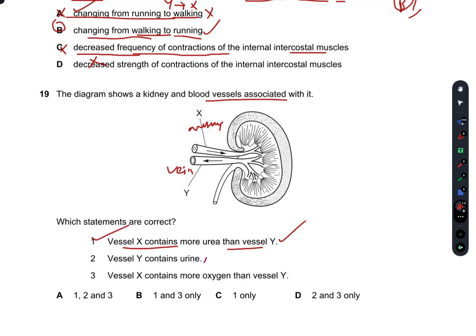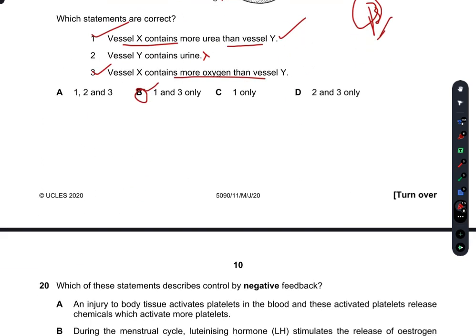Vessel Y contains urine. No, it does not. This is the ureter which contains urine. So 2 is incorrect. Vessel X contains more oxygen than vessel Y. Yes, it is correct as well, because this oxygen moves in the kidney cells, and kidney itself needs oxygen for its activities. Means there would be lesser oxygen in the vein, because the oxygen has been separated from the artery, and then this vein contains deoxygenated blood. So 1 and 3 are only correct. B is the right answer.